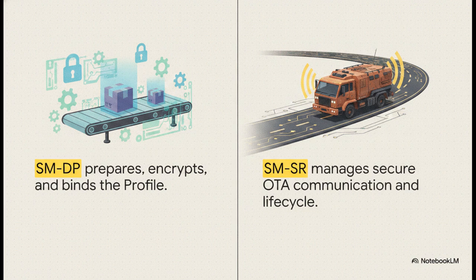On the other hand is the SM-SR, or Subscription Manager Secure Routing. If the SM-DP is the packaging facility, the SM-SR is the armored delivery truck. It never looks inside the package. Instead, its sole job is to manage the secure over-the-air communication and lifecycle operations, things like enabling or deleting a profile directly with the eUICC.